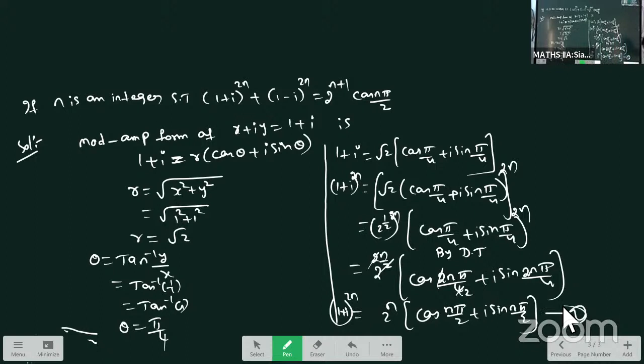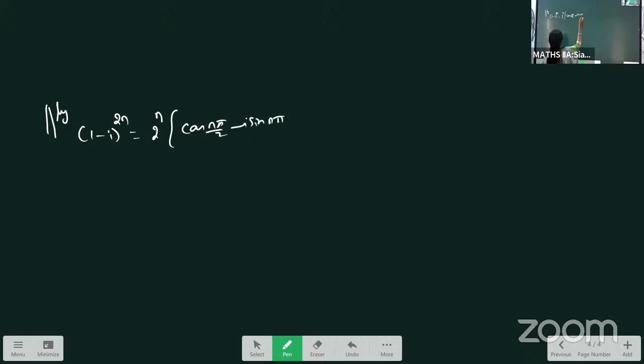Next, another term is 1 minus i whole power 2n. We need not find it out, just write similarly. Similarly, 1 minus i whole to the power 2n is 2 to the power n into cos n pi by 2 minus i sin n pi by 2. Take it as equation 2.